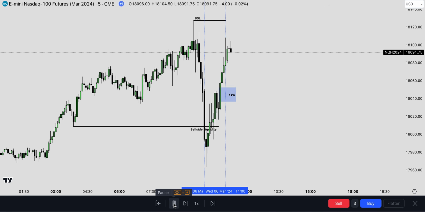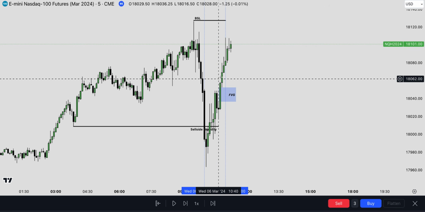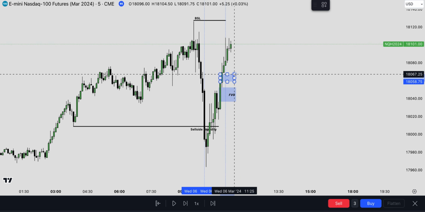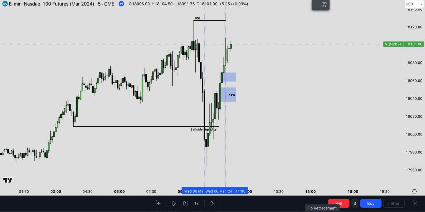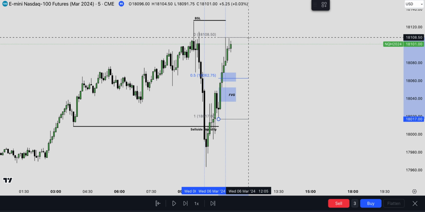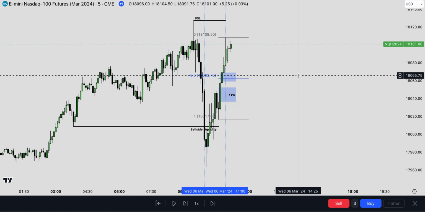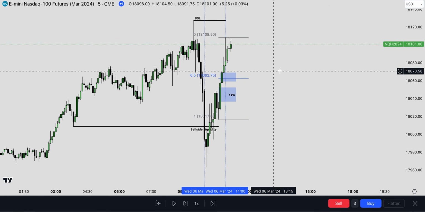Okay, and it looks like price is not actually giving us an entry here. There is another fair value gap here. So what you would do in this case, right? You would get your fib retracement tool out and you would measure from the recent swing low to the recent swing high, and your 50% level is here, okay? So I would set my limit orders in at the 50%, okay?